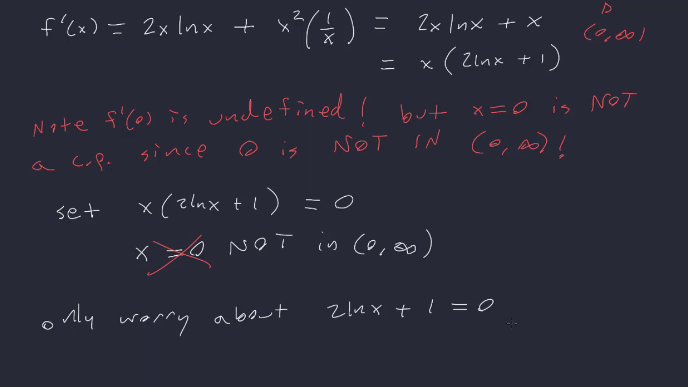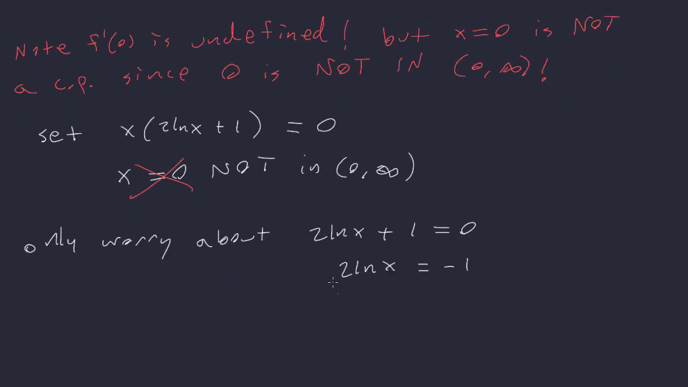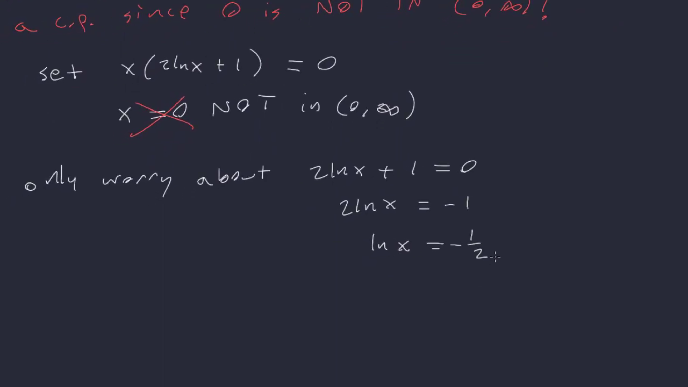Okay, well, not too bad. We'll just move the 1 over and divide. So 2 ln x = -1. Divide by 2 to get ln x = -1/2. And if ln x = -1/2, that tells us that, if we just incorporated e into this, we get that x = e^(-1/2), which is also known as 1/√e. All right, so this is the one critical point that we have.